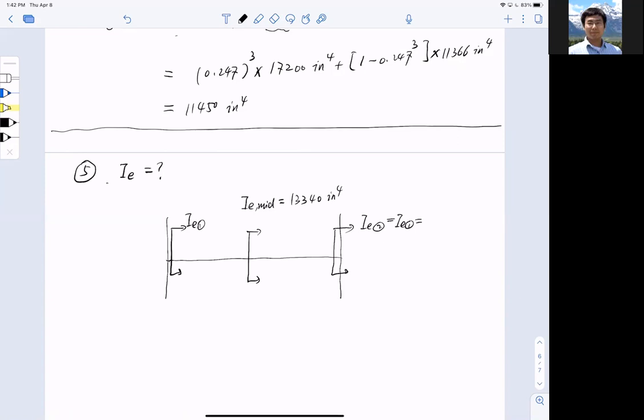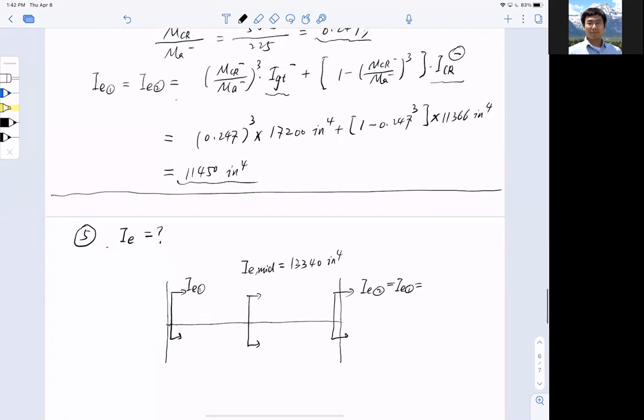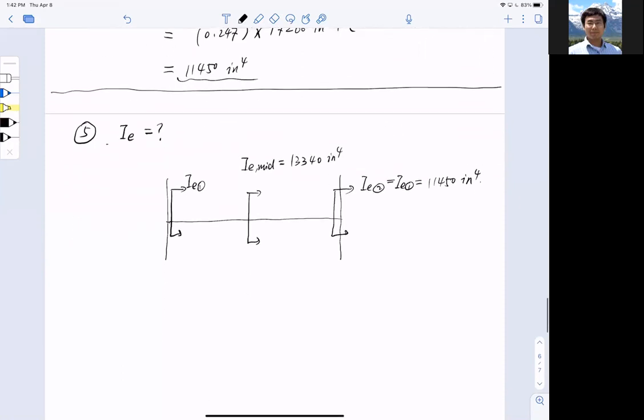And this number is equal to what? Equal to this fellow right here, 11450 inch to the power 4. Okay, so with this, now I will say my I effective, use a different equation now. That is equal to 0.5 multiplied by I_E mid span plus 0.25 times I_E1 plus I_E2, bracket outside.